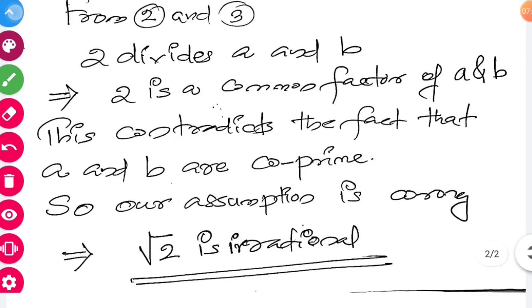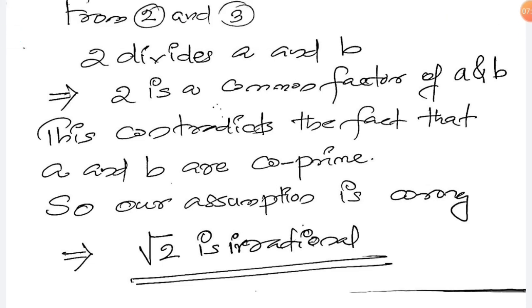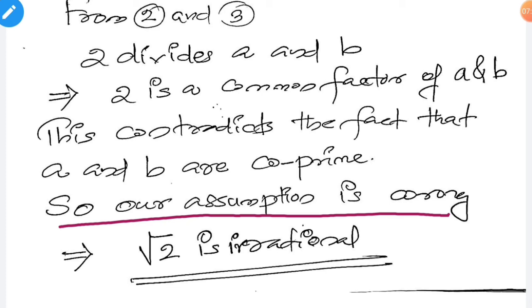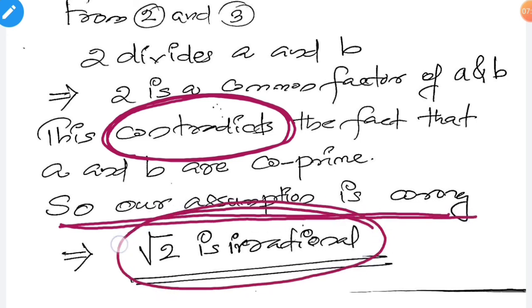So what can we write? We got a contradiction. It means our assumption is wrong. First we assumed that root 2 is rational, and at last we got a contradiction. If we get a contradiction, it means our first assumption was wrong. What was our first assumption? It was root 2 is rational. That assumption is wrong.